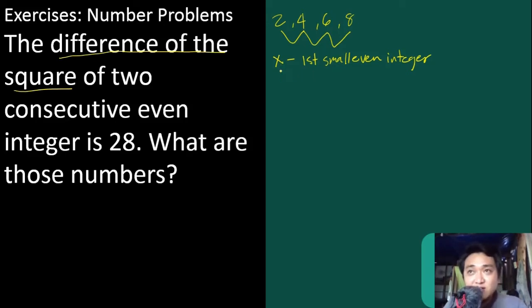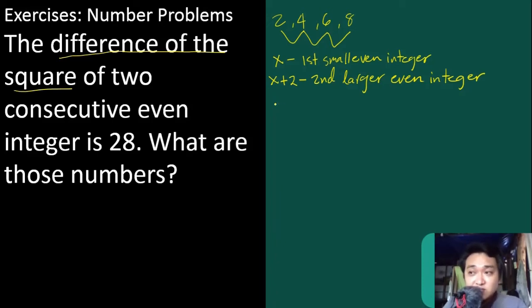Now, to find the larger integer, yung kasunod, yung mas malaki, just like 4 from 2, or just like 6 from 4, or just like 8 from 6, ang gagawin lang natin, mag-add lang tayo ng 2. So, we can express that as x plus 2. This will pertain to the second larger even integer. And the condition is the difference of their squares is equivalent to 28.